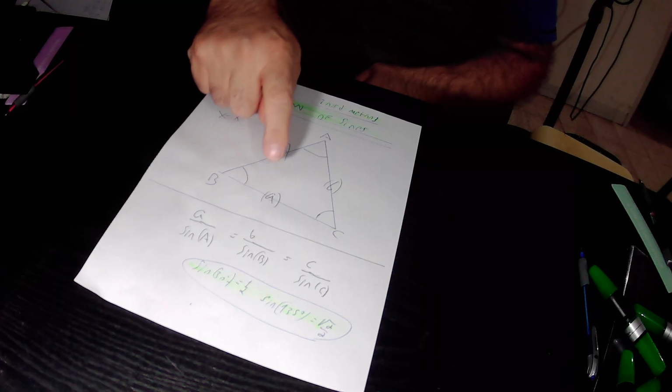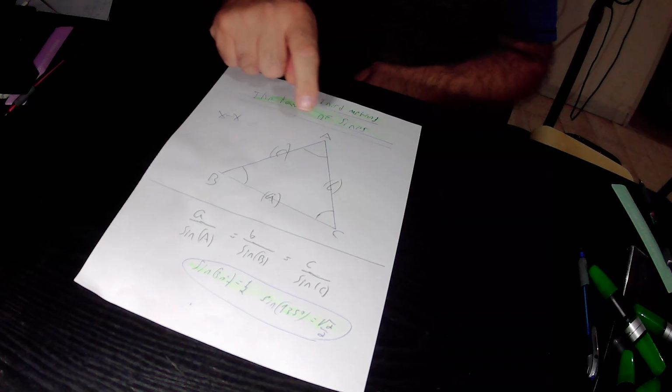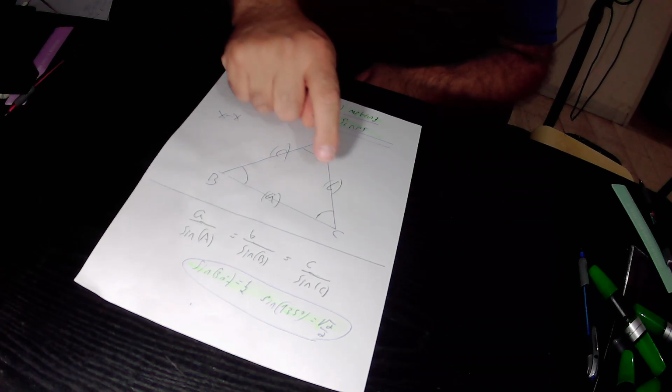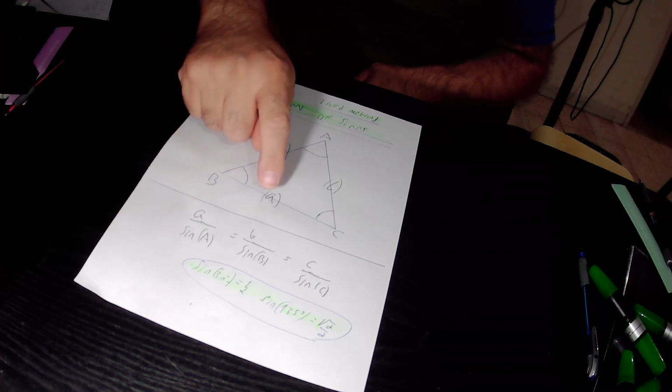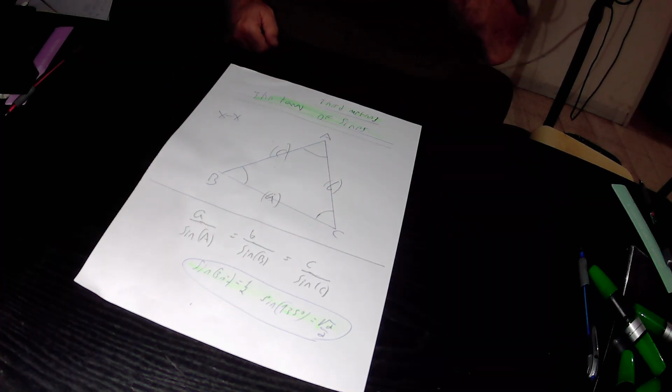a over sin A equals b over sin B equals c over sin C. Again, a over sin A equals b over sin B equals c over sin C. You can implement both sides in our drawing.